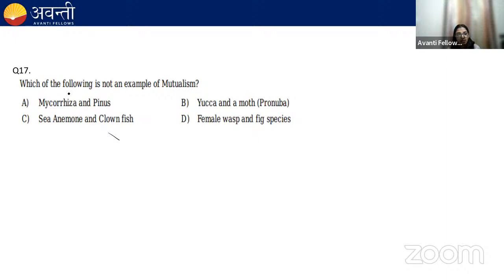So mycorrhiza and pinus, they show mutualism. Yucca and moth, they also show mutualism. Female wasps and fig species, they also show mutualism. Sea anemone and clownfish, they show commensalism, yes, very good, Veena, because the one species is getting the benefit and the other species is unaffected, does not get any benefit. The correct option is C.